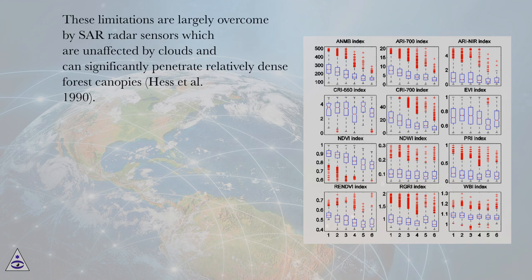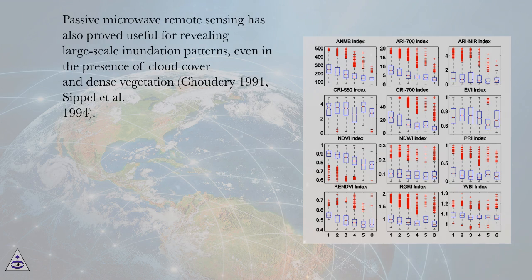These limitations are largely overcome by SAR radar sensors which are unaffected by clouds and can significantly penetrate relatively dense forest canopies, Hess et al. 1990. Passive microwave remote sensing has also proved useful for revealing large-scale inundation patterns, even in the presence of cloud cover and dense vegetation, Chowdhury 1991, Sippel et al. 1994.